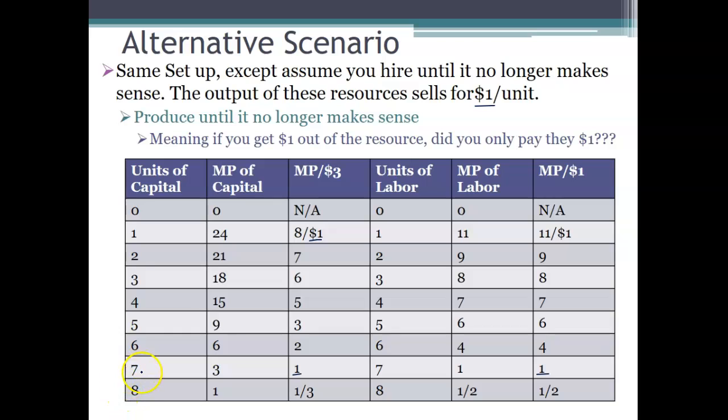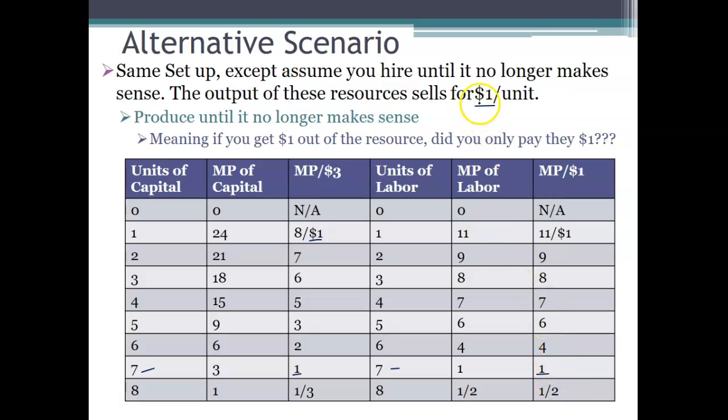So in this case, I would hire 7 units, because after that, it costs me $1 to hire them, but now they're only producing a third of a dollar or half a dollar. It no longer makes sense for me to hire them. I would not do that.